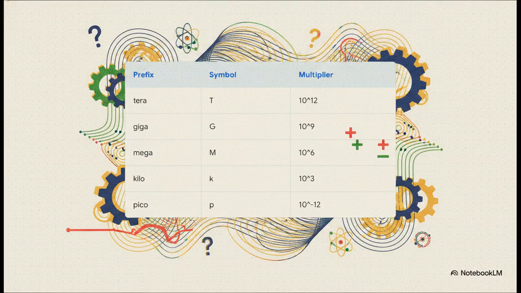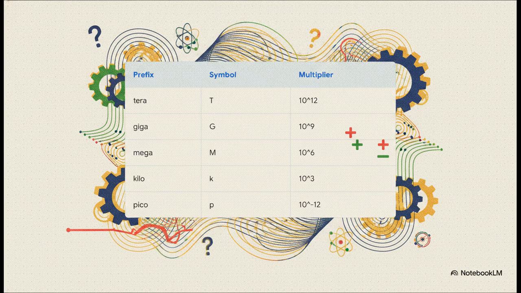Scanning from pico all the way up to tera, you know these prefixes, right? Tera is 10 to the 12th, down to pico at 10 to the negative 12. But a simple calculation error here, like forgetting a negative sign and accidentally turning a microscopic distance into the size of a galaxy, completely destroys an otherwise perfect analytical framework.